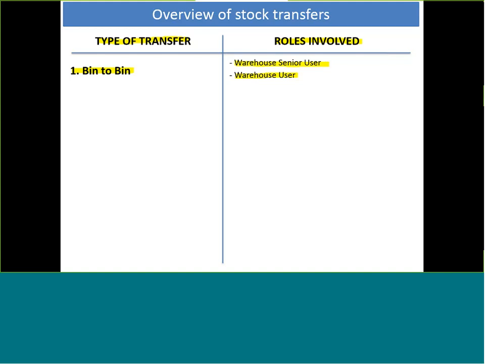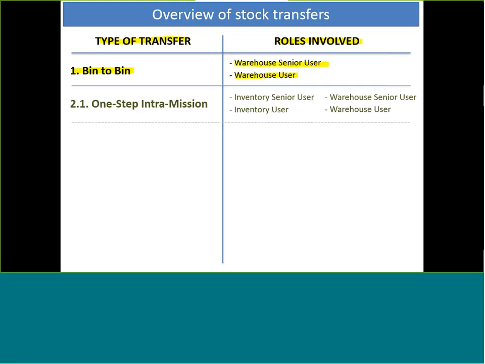Okay. So bin to bin, only warehouse users are involved, but when we start transferring stock intra-mission, from one storage location to another storage location, then we start having the inventory senior user and the inventory users involved. Why? Because we are moving stock from one storage location to another. All right. The same thing for the two steps intra-mission. So we have again the involvement of the inventory users.